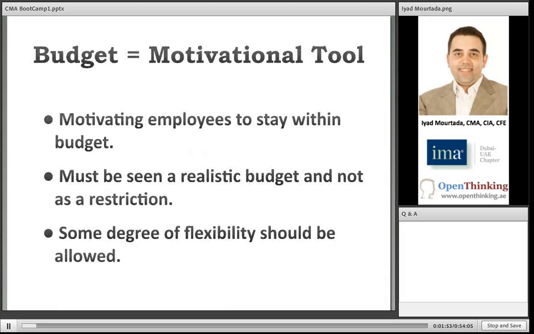We say budget is a motivational tool, motivating employees to stay within the budget, right? So they will motivate them and say, okay, this is what you need to do. It must be seen as a realistic budget, not a restriction. So it's not like you're saying this is the limit. No, this is the budget. This is what we are thinking about. Try to be in that range. Some degree of flexibility is allowed.